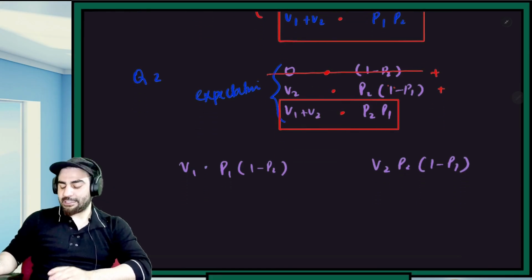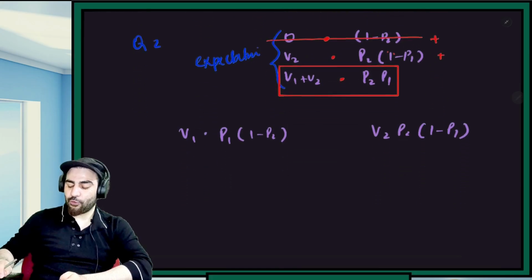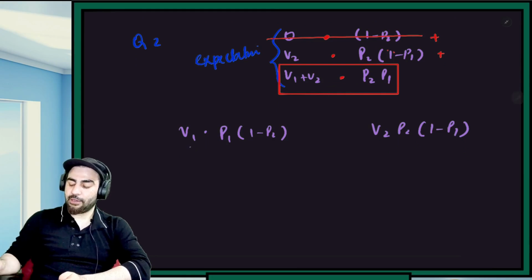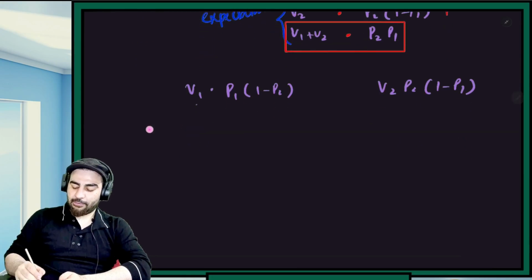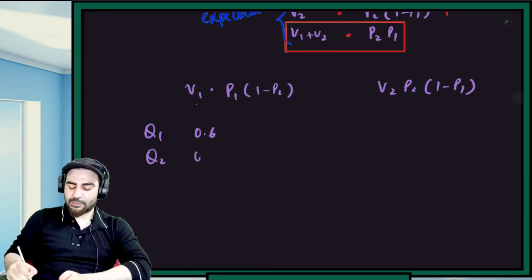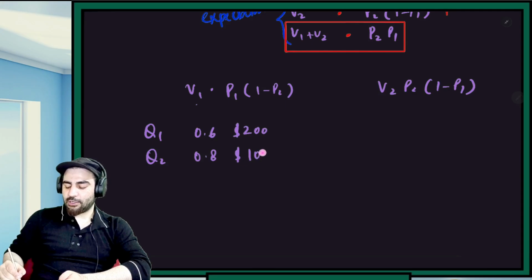If we take a concrete example and see which question we should attempt, we should know 4 values: V1, P1, V2, P2. Let's suppose we have question 1 and question 2. The probability that we get question 1 right is 0.6, and the probability that we get question 2 right is 0.8. In the 0.6 case we are getting $200, and in the other case, let's suppose we are getting $100.